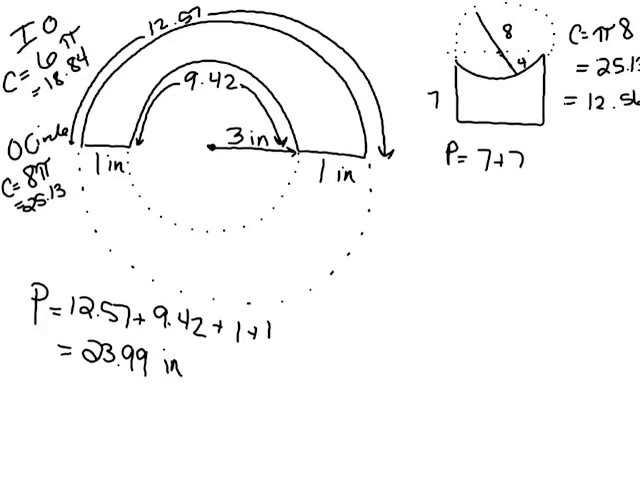Where'd you get the 8? Well, if the diameter's 8, then the bottom is going to be 8. Okay. 7 plus 7 plus 8 plus 12.56. Okay. What's my total? 34.56. Did they give me units? They did.